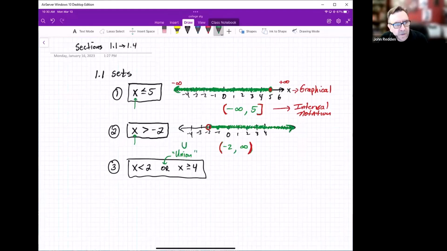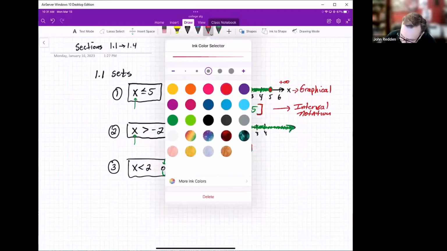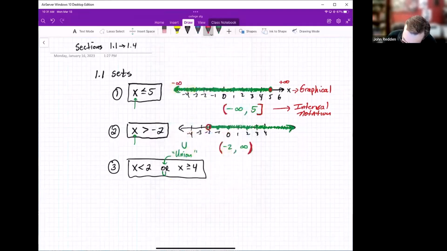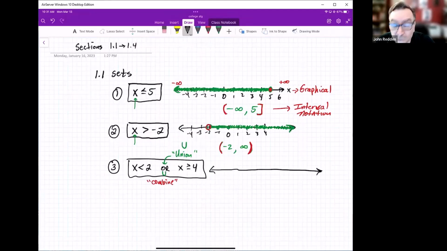So you might see the keyword or in math, or you might see the symbol ∪. It looks like a U, it's not a U. It's more like a horseshoe shape, but that means or. When you talk about unions, you're thinking about combining the results. Okay, so I'm going to put that in quotes. So we need to combine all the answers for x is less than 2 with all the answers for x is greater than or equal to 4.